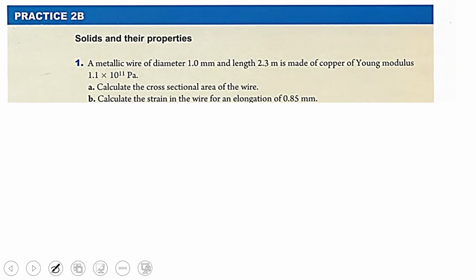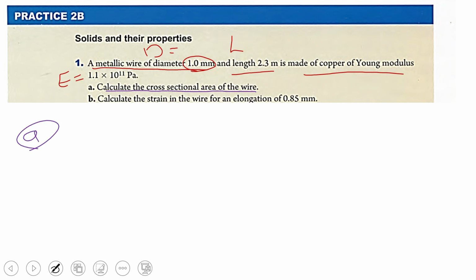Okay guys, another question we have. Question 1. A metallic wire with a diameter D equal to 1 millimeter and a length L equal to 2.3. It's made of copper. The Young modulus E is written. Part A: calculate the cross section area of the wire. Part A answer, calculate the cross section area.